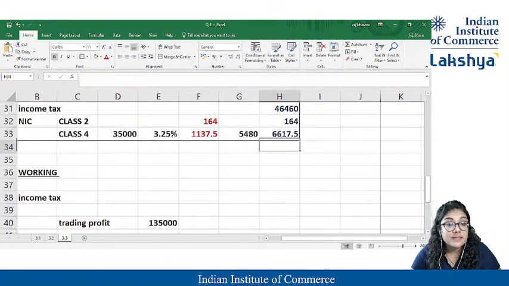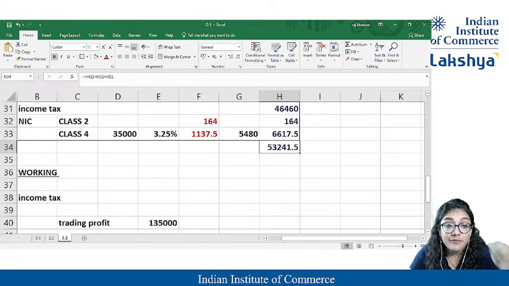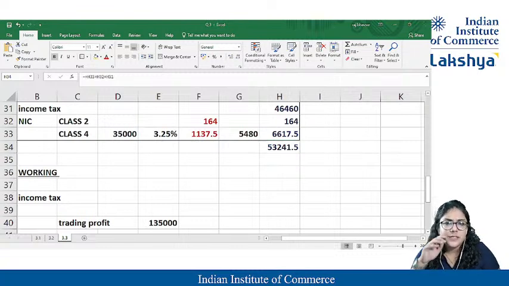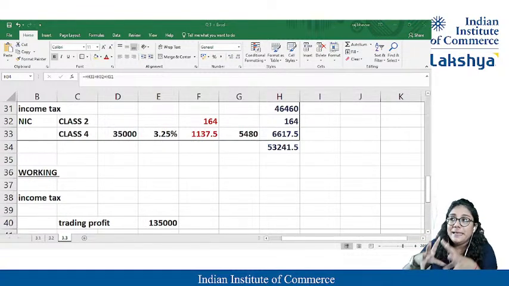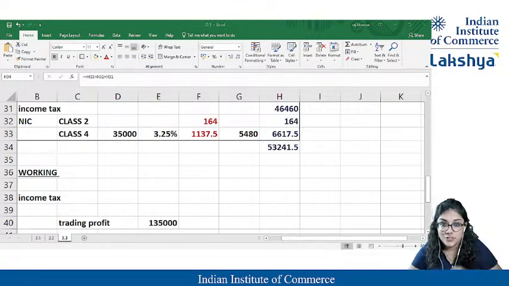So if I now take the total, what is my total expenses, which I can show over here? That becomes 53231. So now it is more, right? Is it 53241? Okay. So now this is something which I need to compare: whether being in trading is better, or whether going into the corporation route, that is registering as a company, is better.